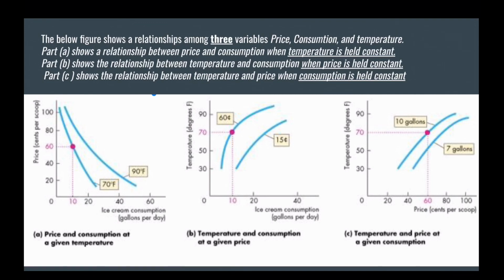Here it is illustrated with an example. The figure below shows the relationship among three variables: price, consumption and temperature. Part A shows the relationship between price and consumption when temperature is held constant. Part B shows the relationship between temperature and consumption when price is held constant. And part C shows the relationship between temperature and price when consumption is held constant.